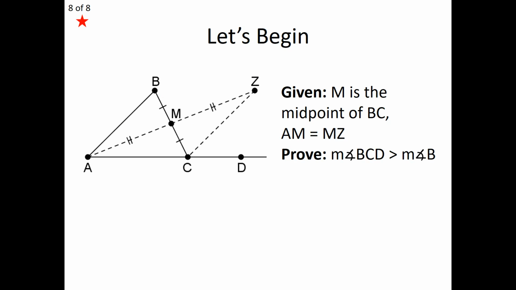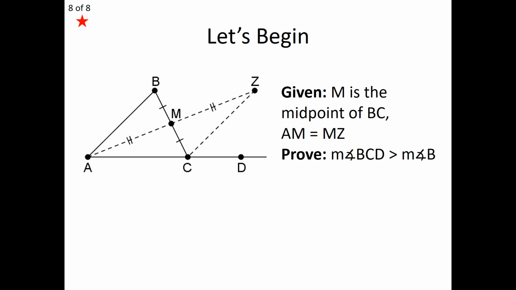So now let's begin our proof. With our new additions to the diagram of the constructions, we're going to have some information that we can actually use to reach our conclusion. Let's start with the information we can gather from our constructions. Already, I have BM is equal to MC because M was the midpoint. If we take a look in the diagram, BM and MC are equal to each other. We also know that AM and MZ are equal to each other by our construction.